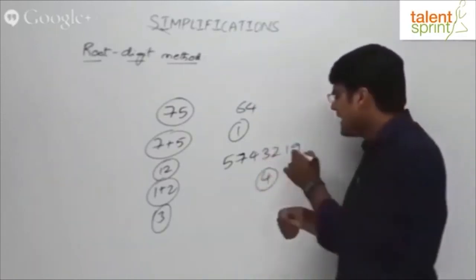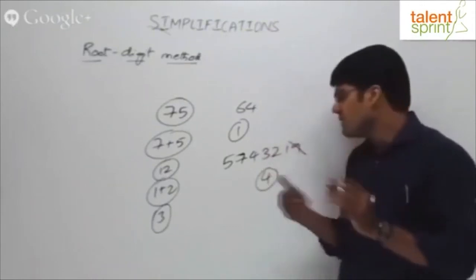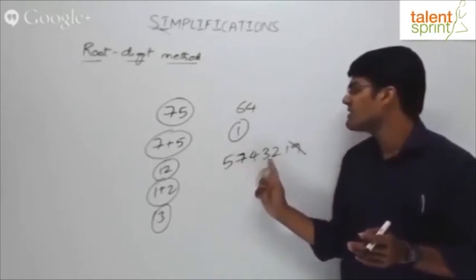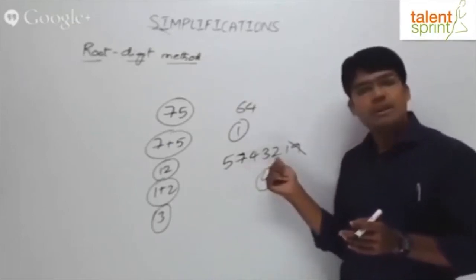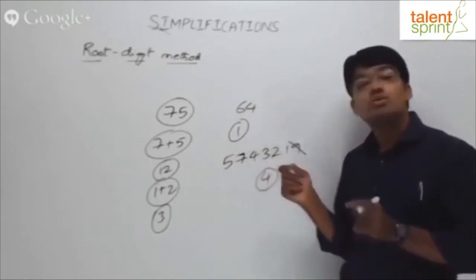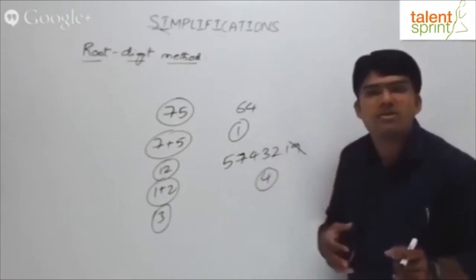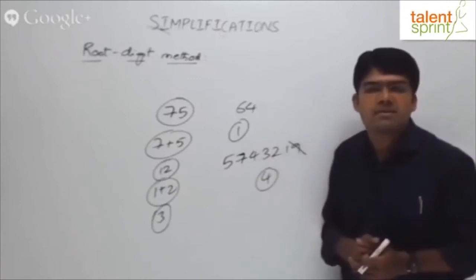For example, here, I can leave 9. Even then, the root digit remains 4. Look at this. 5 plus 7, 12. 12 plus 4, 16. 16 plus 3, 19 plus 2, 21. Plus 1, 22. 22, 2 plus 2, 4. So you can avoid all these 9s while finding out root digit. You don't have to include that 9 in calculation of your root digit.